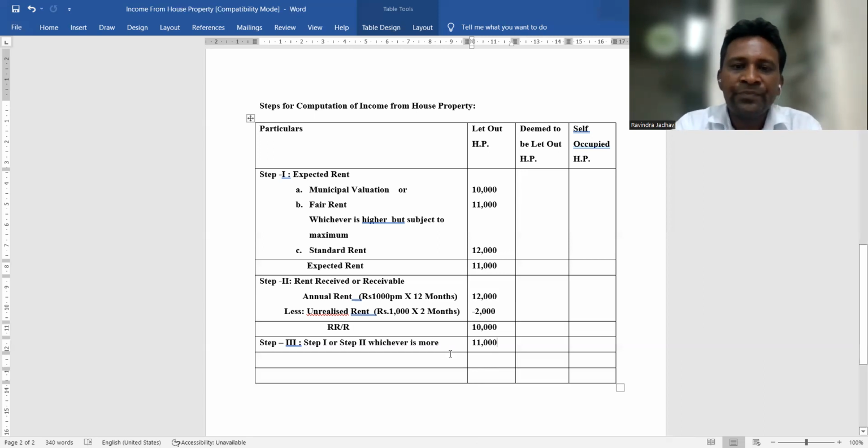Now in step number 4, we need to calculate the loss due to vacancy. Loss due to vacancy means if in that particular previous year that particular house property is vacated, that means no tenant resides in that house property.